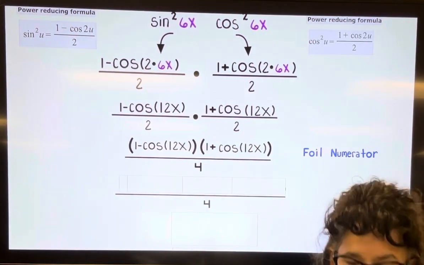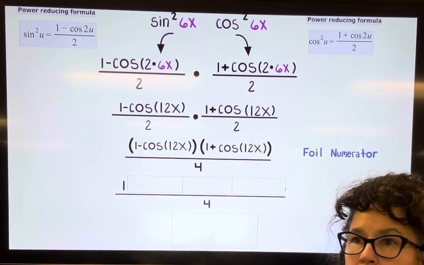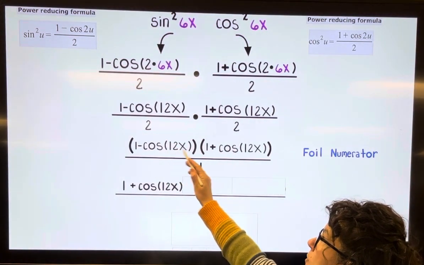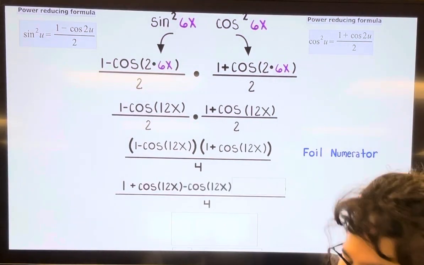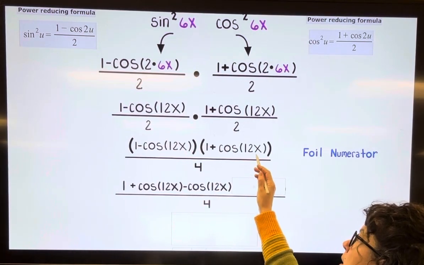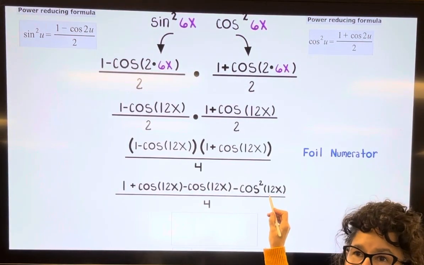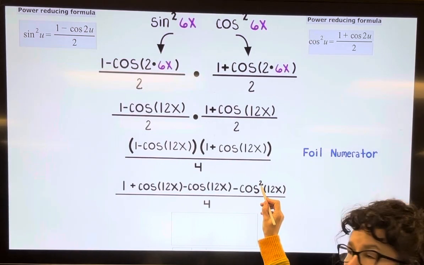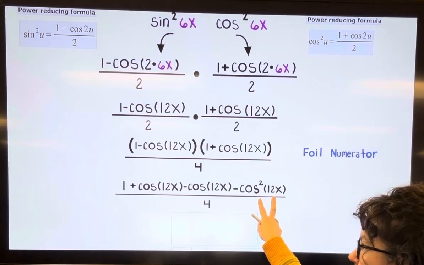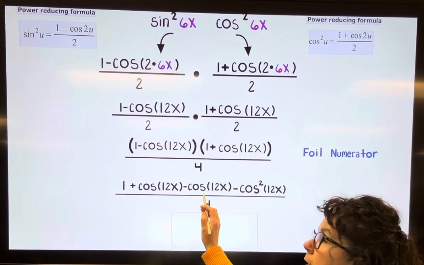1 multiplied by 1, what's in the front times what's in the front, is 1. Outside, 1 times 12 cosine of x is plus 12 cosine of x. Inside, negative cosine of 12x times 1 is negative 12 cosine of 12x, and negative cosine of 12x times positive cosine of 12x is negative cosine squared of 12x. This notation, when we put the little squared there, is the same thing as saying cosine of 12x times cosine of 12x. These middle terms cancel each other, so those are going to be gone.